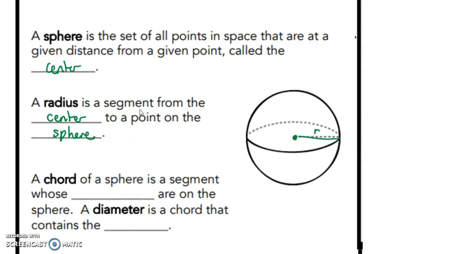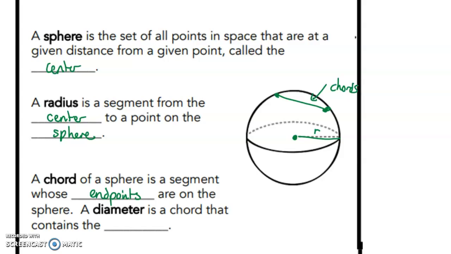All right, so a chord of the sphere is a segment whose endpoints are on the sphere. So for example, if you had endpoints on the sphere like that, then that can be a chord. Chords are on spheres also, okay?